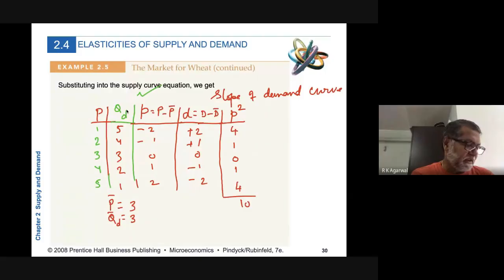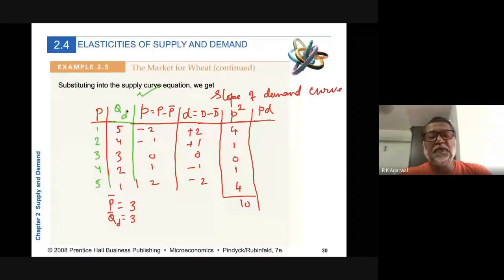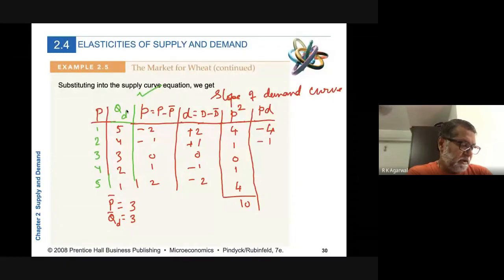Then you cross multiply small p into small d. So it is -2 into +2, -4. -1 into +1, -1. This is 0. This is -1. This is -4. Total is -10.